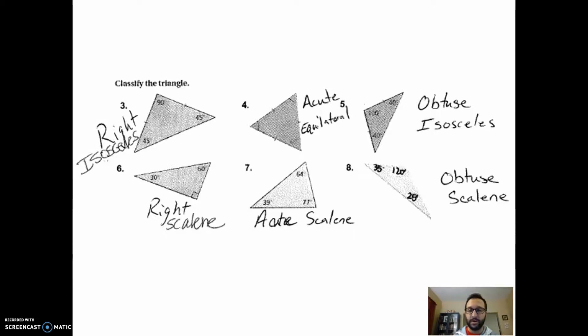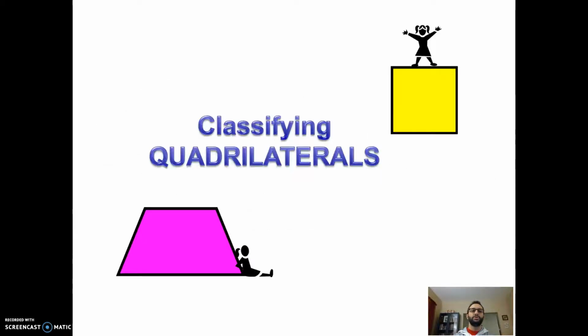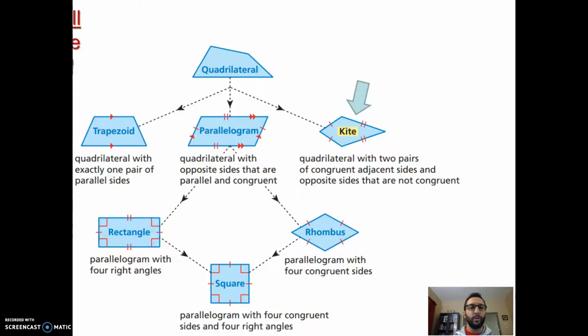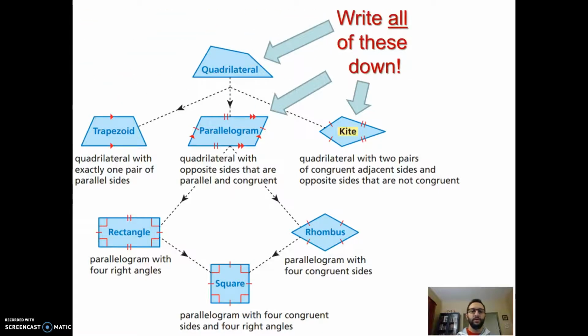That's it, okay? So what I need you to do is turn your paper over, and we're gonna actually classify the quadrilaterals using a flow chart. So here we go. We need to write all of those down. Get all of these written down: quadrilateral, parallelogram, trapezoid, kite, rhombus, square, and rectangle.